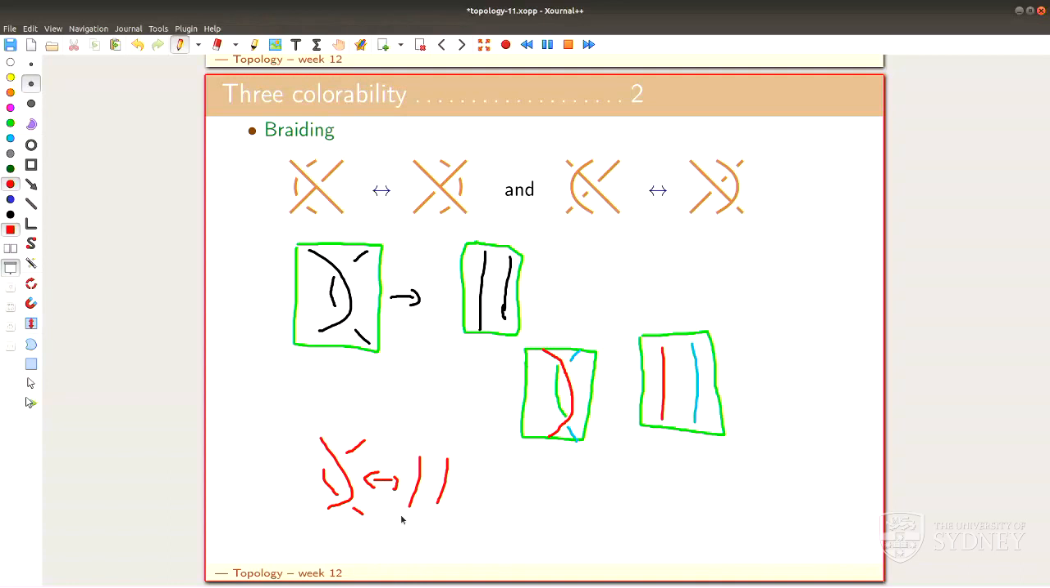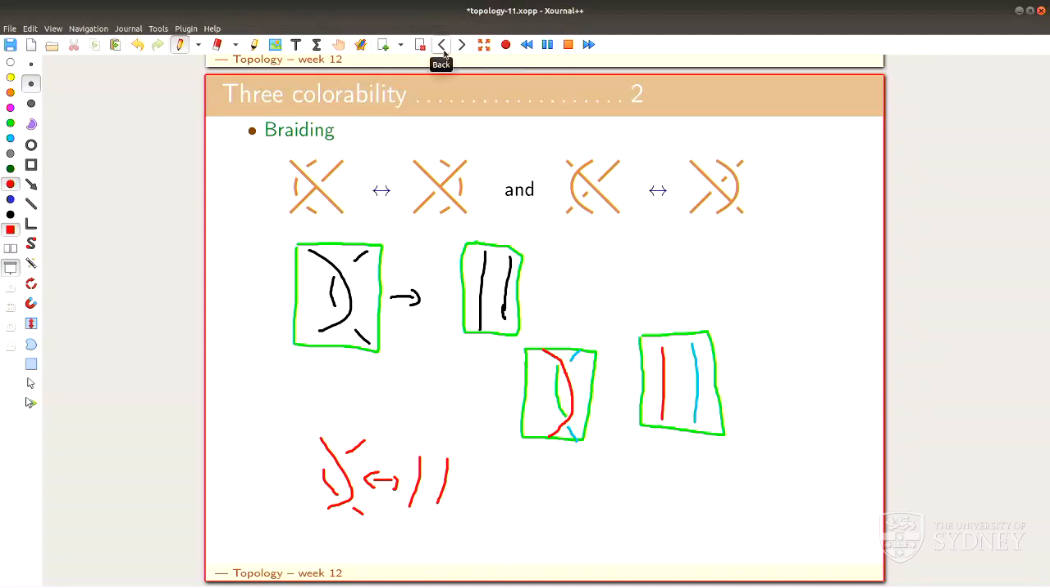And I won't do it, but you can actually do the same for the braiding move, the randomizer 3 move. It's just a check. You have 3 to the third, so 27 possible colorings of one picture, and you just show that they correspond to 27 colorings of the other picture in general. So 27 is just the upper bound. Whenever you have a coloring on one side, you have a coloring on the other side.